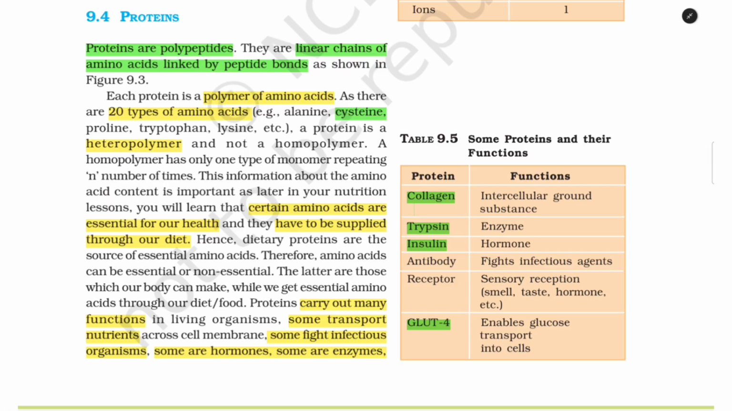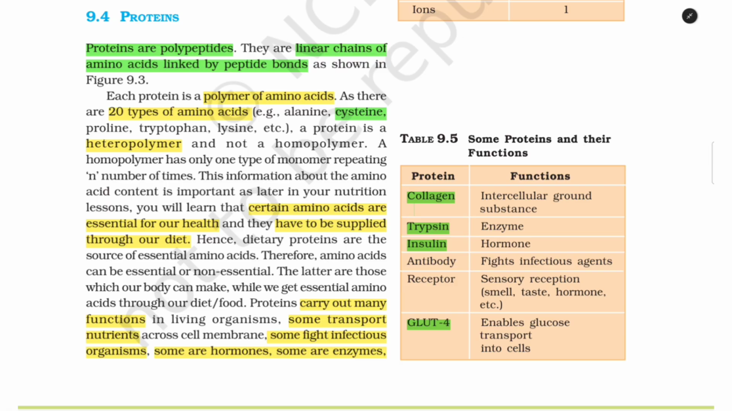This information about the amino acid content is important as later in your nutrition lessons you will learn that certain amino acids are essential for our health and they have to be supplied through our diet. Hence, dietary proteins are the source of essential amino acids. Therefore, amino acids can be essential or non-essential. The latter are those which our body can make, while we get essential amino acids through our diet or food.